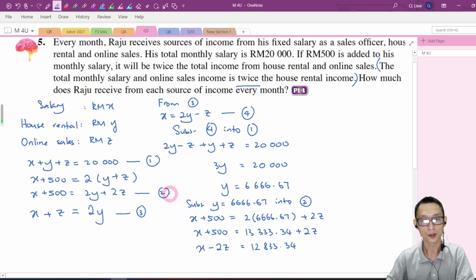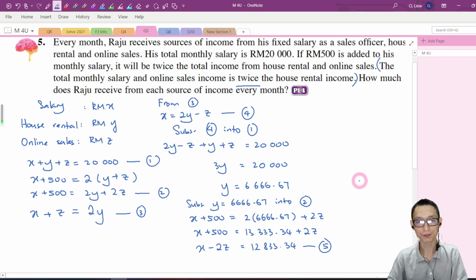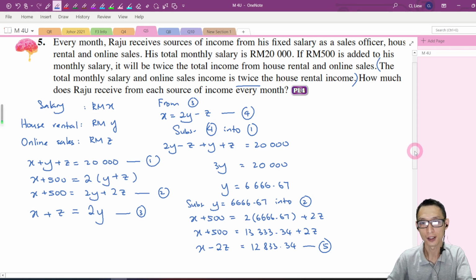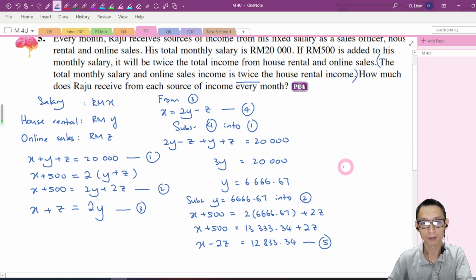This is first, second, third, fourth, and this one will be the fifth equation. Now I have two unknowns here, x and z. I'm going to do the same thing, bring the value of y into this one. Let me write over here, substitute y equal to 6,666.67 into the third equation. So x plus z is equal to 2y.